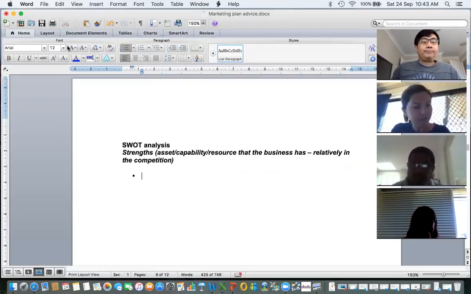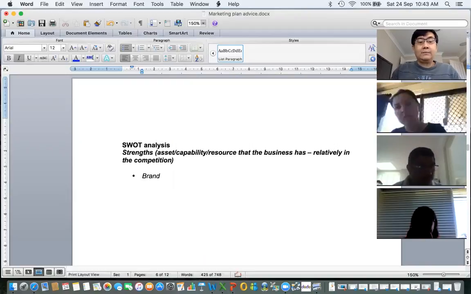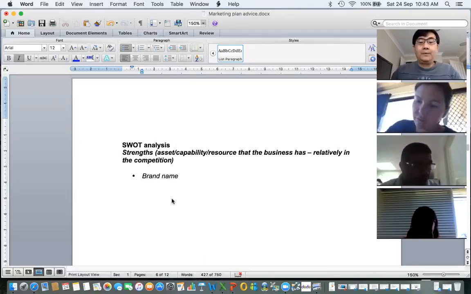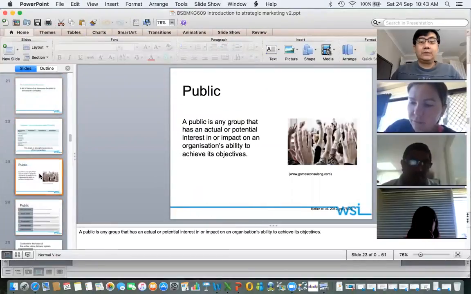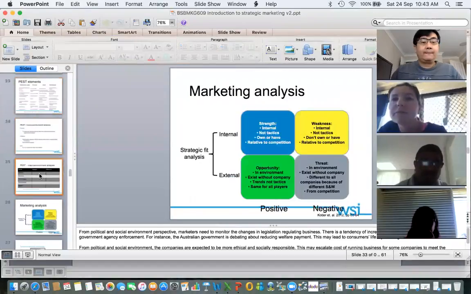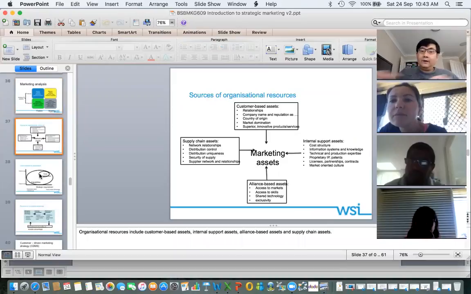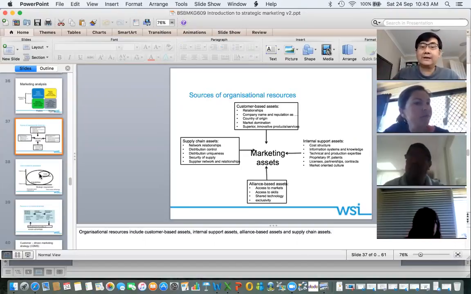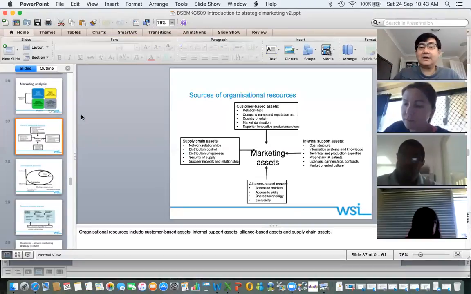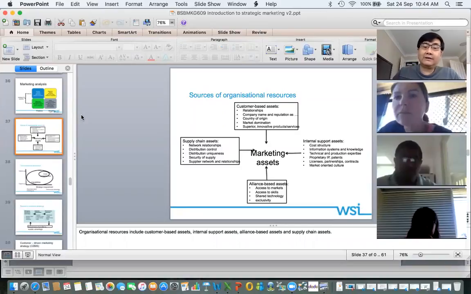Now, strengths and weaknesses are basically about the assets, capabilities, and resources. You can look at your brand name. I think in my PowerPoint slide I explained that. Let me just go back to this one. If you look at this slide, it includes anything that you need to consider for strengths and weaknesses. Take it as a list of possible assets, capabilities, or resources that the company may or may not have. If the organization doesn't have it, put it under weaknesses. If they have it, put it under strengths, relative to the competition.